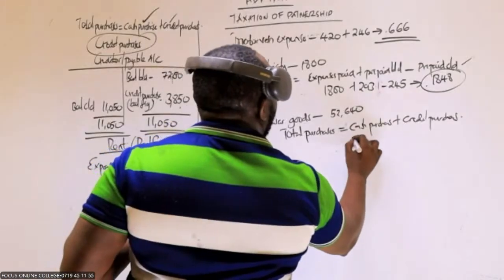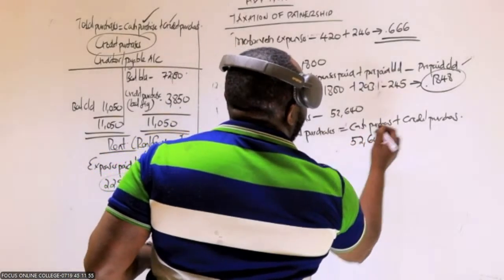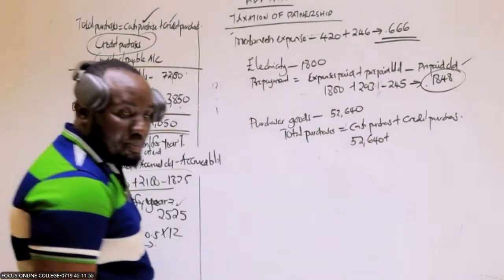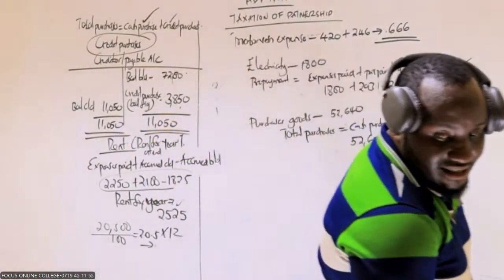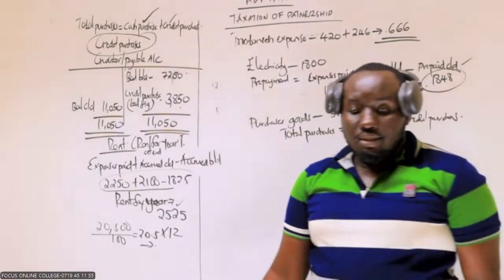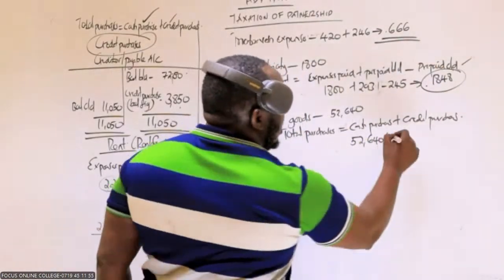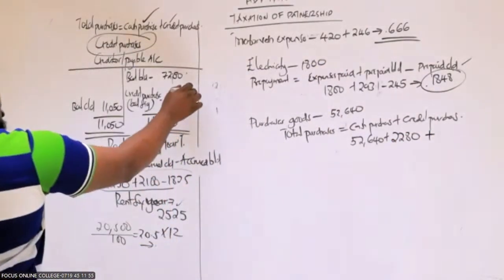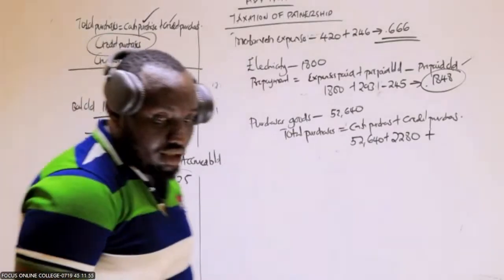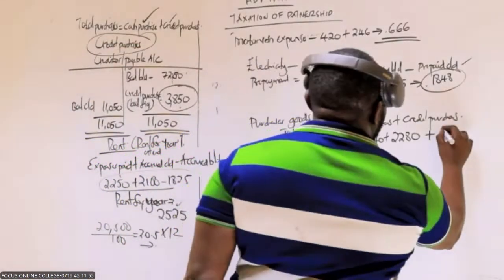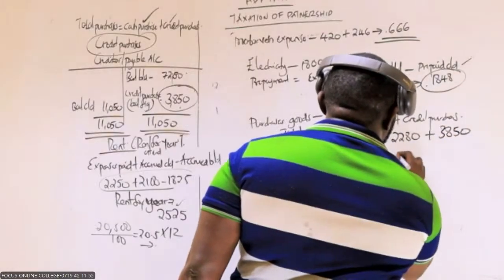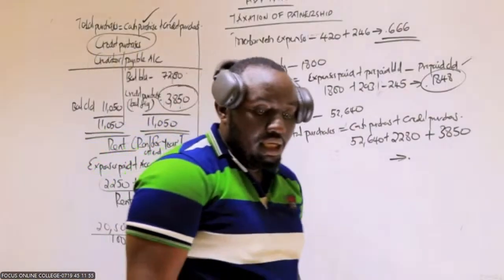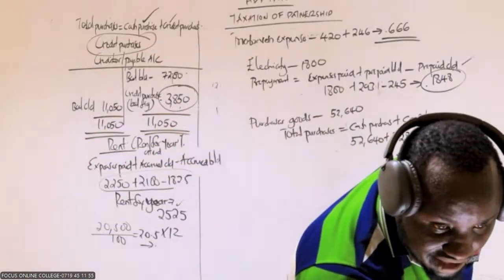The one that was through the bank was 52,640. Another cash, recording it from our working. The other cash is how much to get the total purchases? The other cash was 2,280. Then plus credit from our working. What is the credit? 3,850. So what is the total purchases for the year? So we can have a summary. Sioni, I'm not able to see the figure that I'm being given.